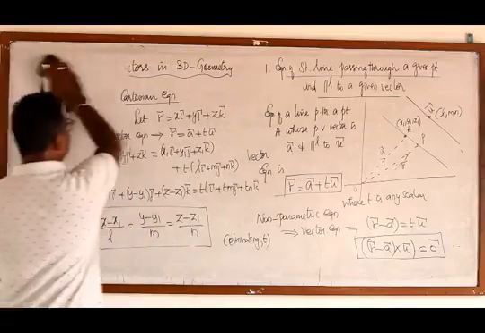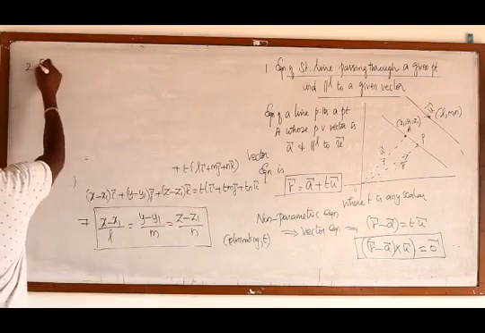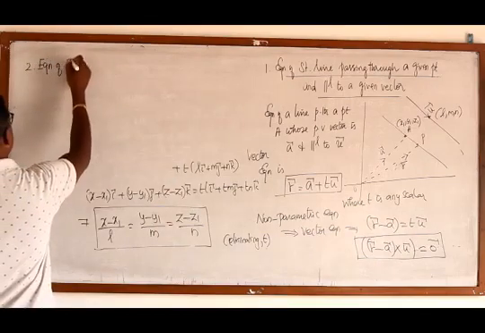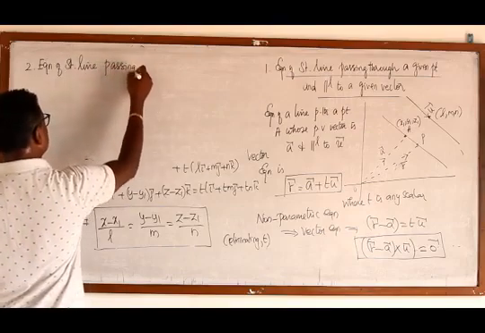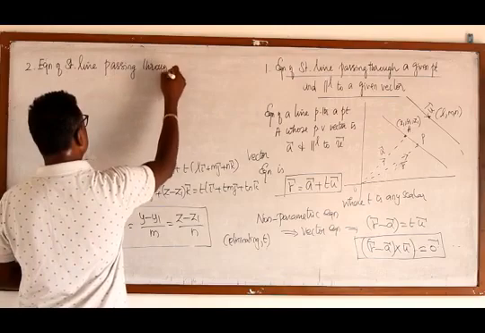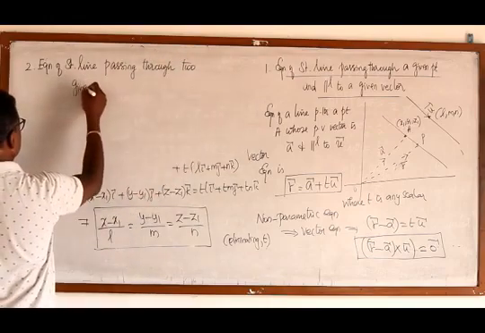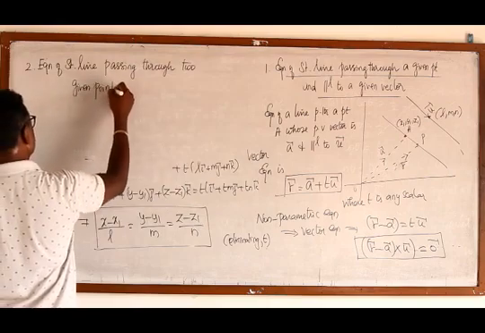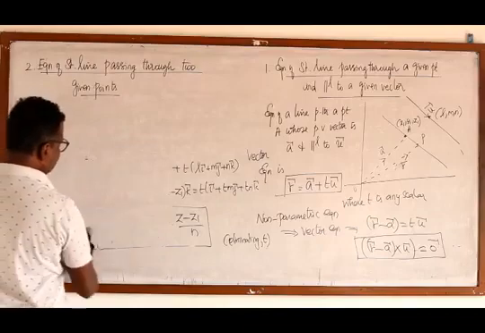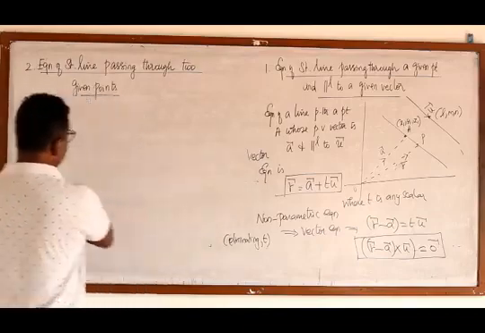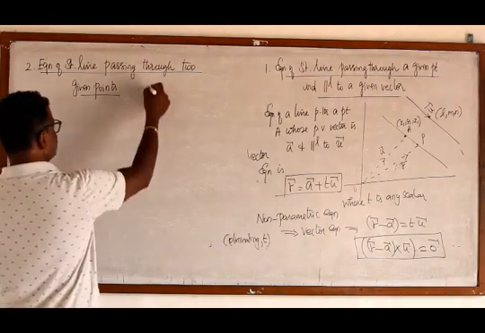Next we shall go for the second format, that is the equation of a straight line passing through two given points. Then what will be the equation of that straight line? We are going to study all these equations of a straight line in vector format, non-parametric format and also Cartesian format.